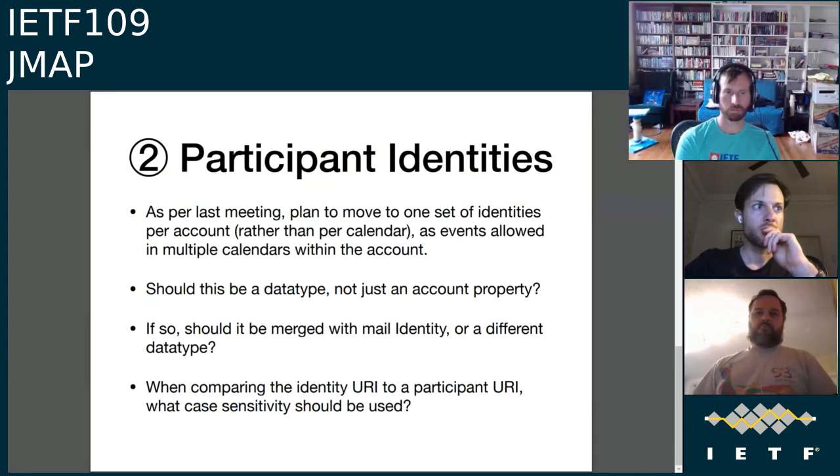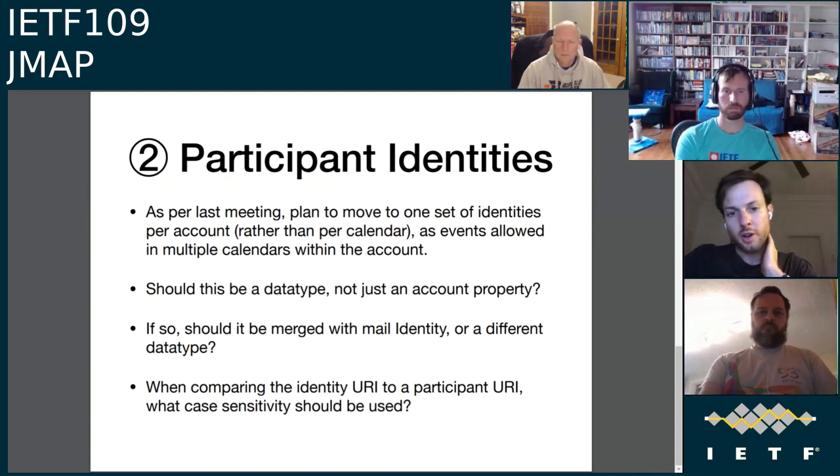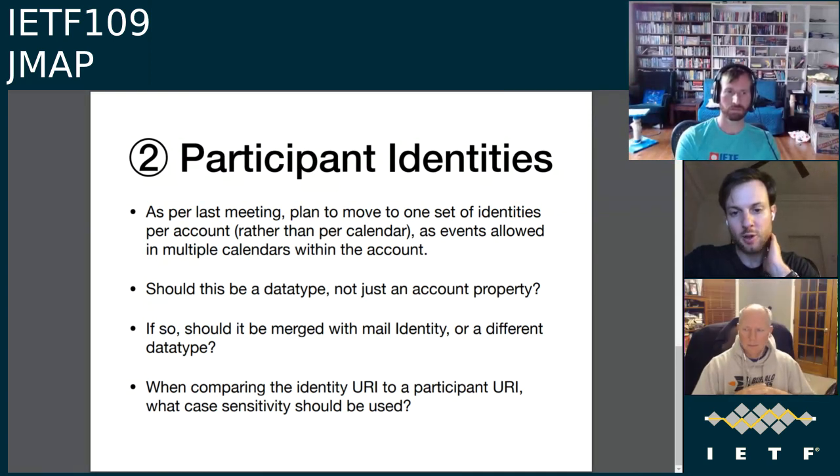Neil, a question. Why wouldn't we want participant identities on both the calendar and the principal or account or whatever? No, we wouldn't. We'd take them off the calendar, and it would be its own data type that belongs to the account, and there's one set of participant identities for the account that applies to all calendars in that account. Does that make sense? Yeah, so how would we then implement something like the secretary mode, or however you might call it, where you define that somebody's acting on someone's behalf only for that calendar?